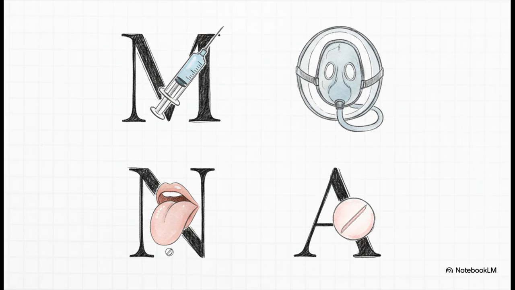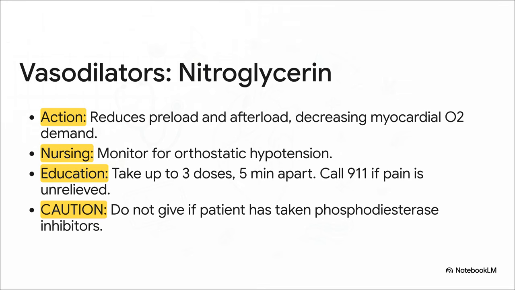MONA is your best friend in this emergency. So nitroglycerin is a super powerful vasodilator. It relaxes the blood vessels, which does two amazing things. It reduces preload, that's the amount of blood coming back to the heart, and it reduces afterload, the resistance the heart has to pump against.